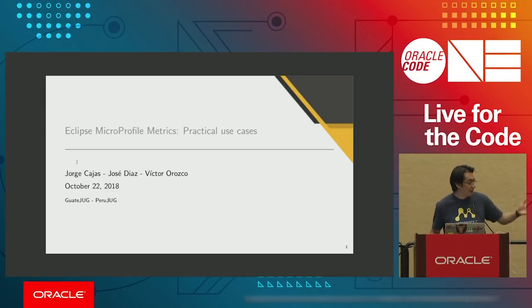And Jorge is a software developer in Latin America. He has a lot of experience in Java EE. And Jose, he's from Peru. He has this complete view because he has been developing software for Java EE and Spring stacks.